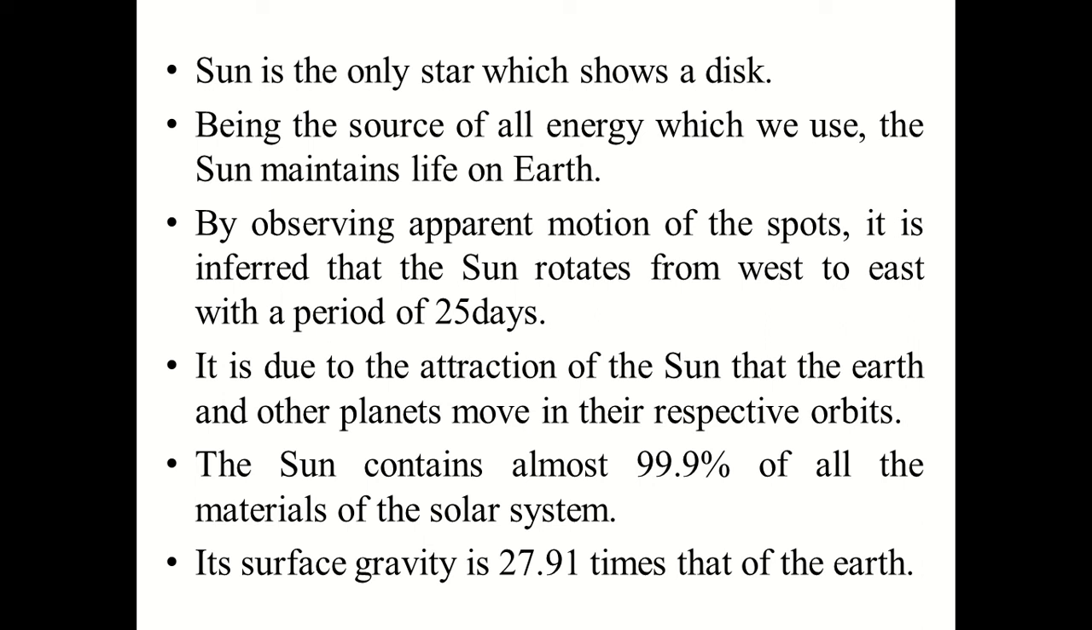Also, you can see some black spots on the surface of the Sun, and by observing the apparent motion of these spots, called sunspots, it is inferred that the Sun also rotates about its own axis from west to east with a period of 25 days.